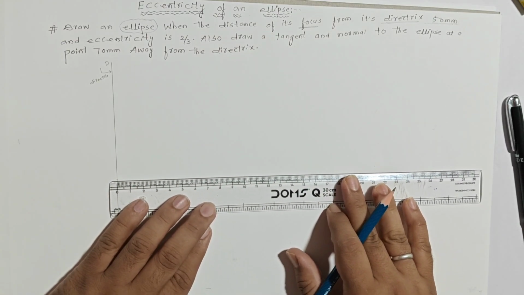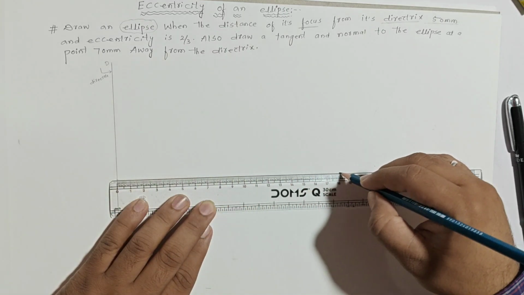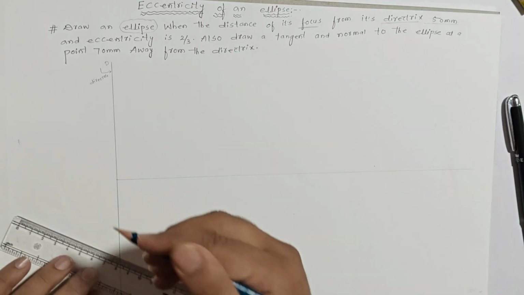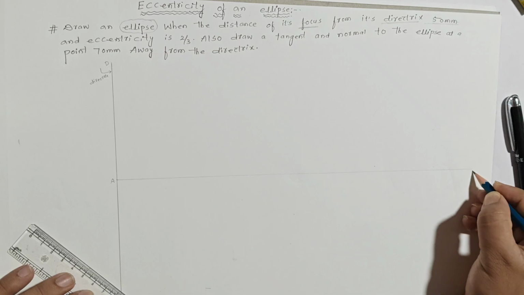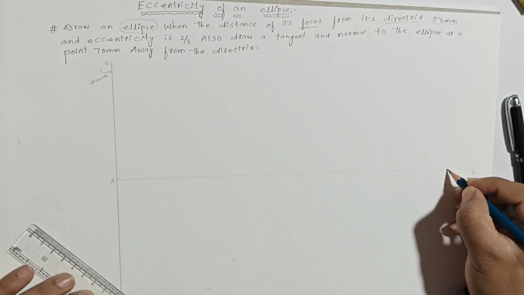Draw the horizontal line from the median of the directrix line. I am representing the points here as A and B. This horizontal line is known as the principal axis line.